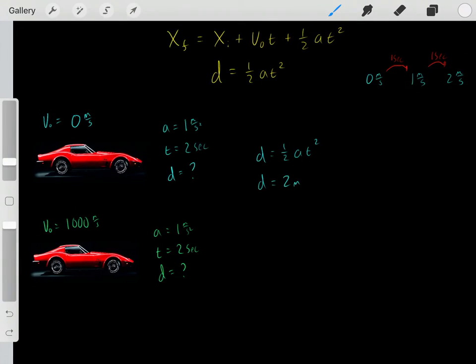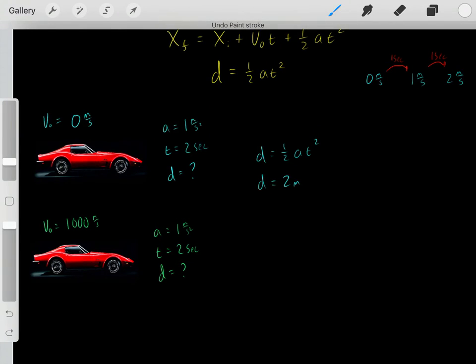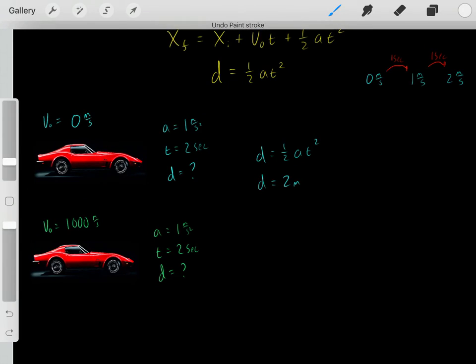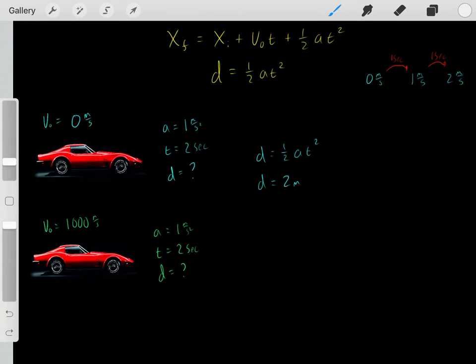However, what if we had a different situation? This is a little hard to imagine, but now let's say we had a car that was initially moving at a velocity of 1,000 meters per second. So this car is moving very fast. Then let's say it suddenly started getting an acceleration of 1 meter per second squared, and it had that acceleration for 2 seconds. We click the stopwatch when it is traveling at 1,000 meters per second, and it starts accelerating at 1 meter per second squared for 2 seconds. During that 2-second time period, how much distance was covered?